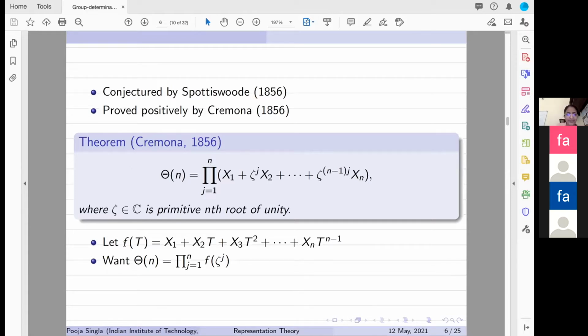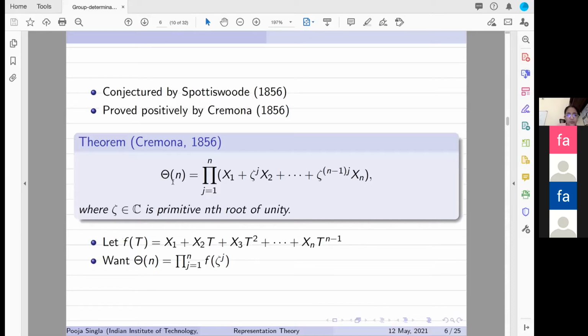Let's define this polynomial with variables x1, x2, ..., xn and a variable t. I'm also attaching another variable. So let's call it f(t) = x1 + x2 t + x3 t^2, so on up to xn t^(n-1). I'm thinking of this as a polynomial in t, with the xi's also being variables, but as a polynomial in t, it's a degree n minus 1 polynomial.